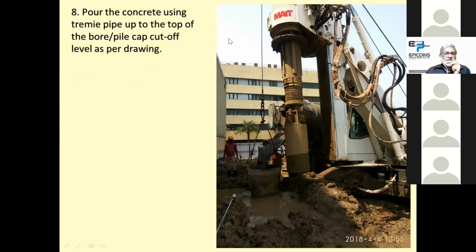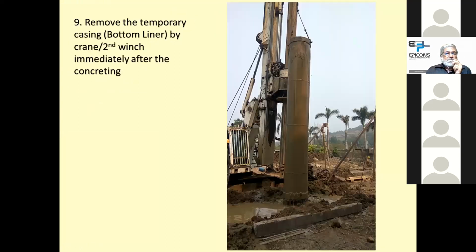Once it is placed in position, it is concreted. This is concreted using the tremie method, with RMC. When the piling operation is complete, remove the temporary casing. Now the last part is important. Remove the temporary casing, bottom liner, by crane or second winch immediately after concreting. If you spend more time, it may get stuck.